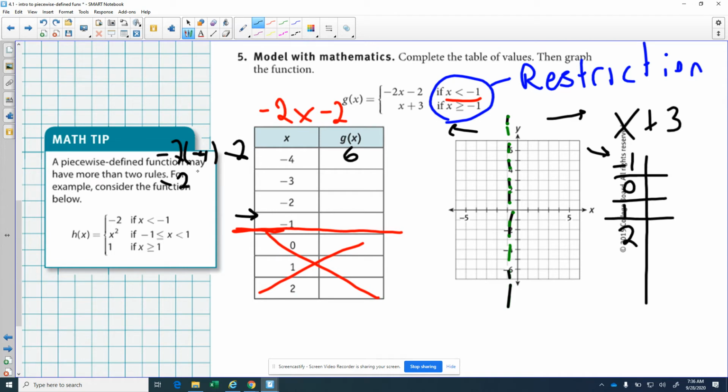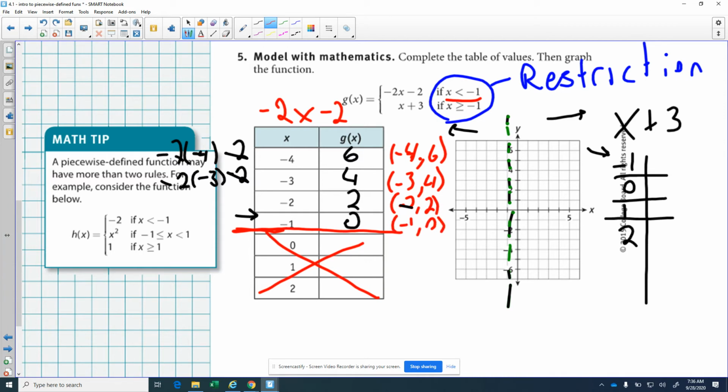Continue on, this would be -2 times -3 minus 2. -2 times -3 would be +6, minus 2 would give me 4. And then I would just continue this pattern of plugging that value in for x and getting an answer until I get down to the last one. This would be 2, this would be 0. So now what I actually have here are 4 different coordinates: -4, 6; -3, 4; -2, 2; and -1, 0. And with those 4 coordinates, I can actually graph this equation out.